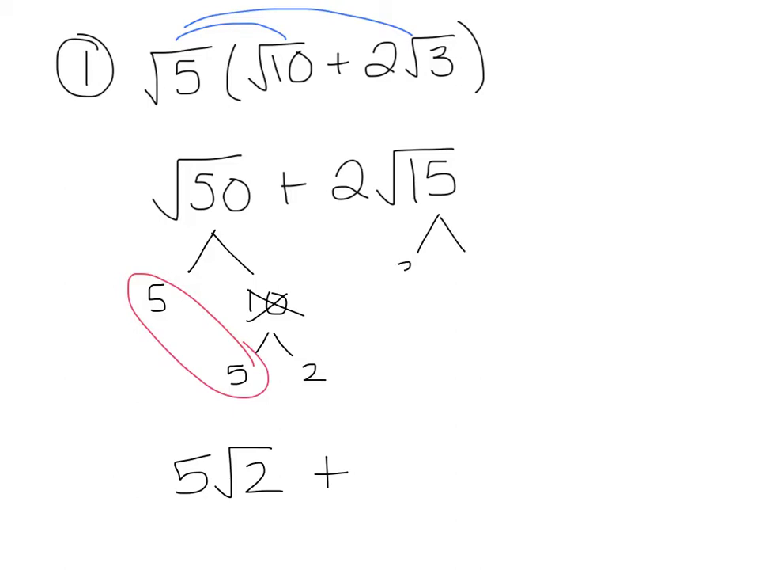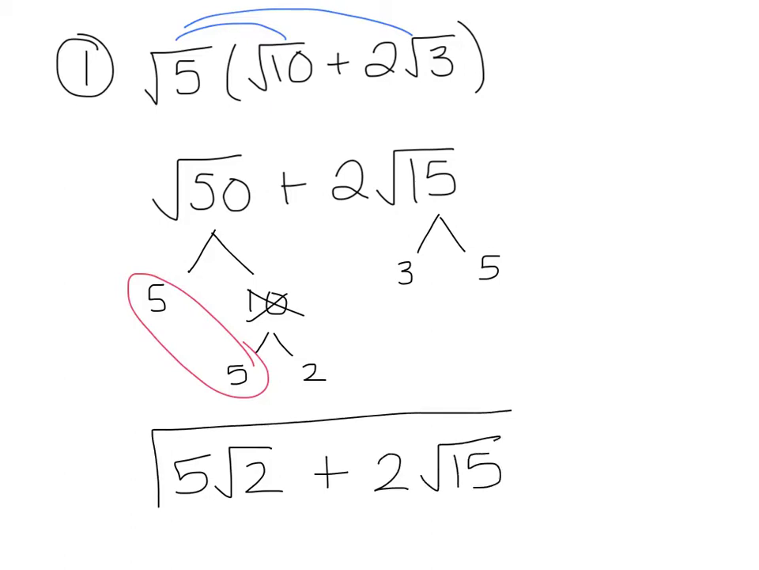Now we're going to break down 2 square root of 15. 15 breaks down into 3 times 5, and there are no leftovers, or there's no pairs. So 2 square root of 15 is as simple as that can get. So your final answer would be this right here. And you are required to actually simplify any radicals that you can.